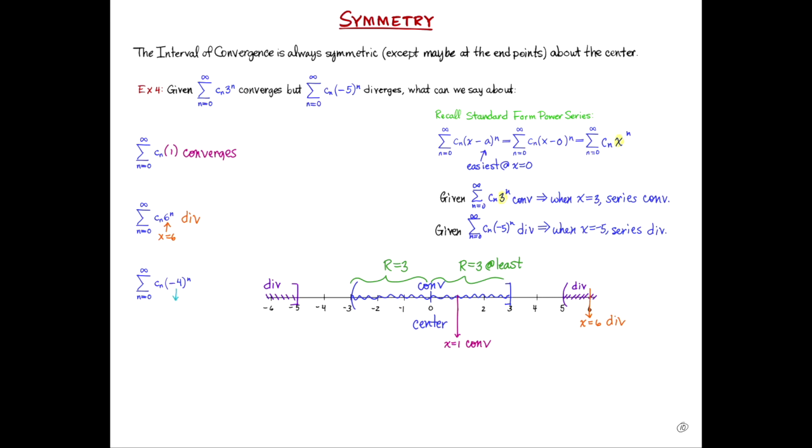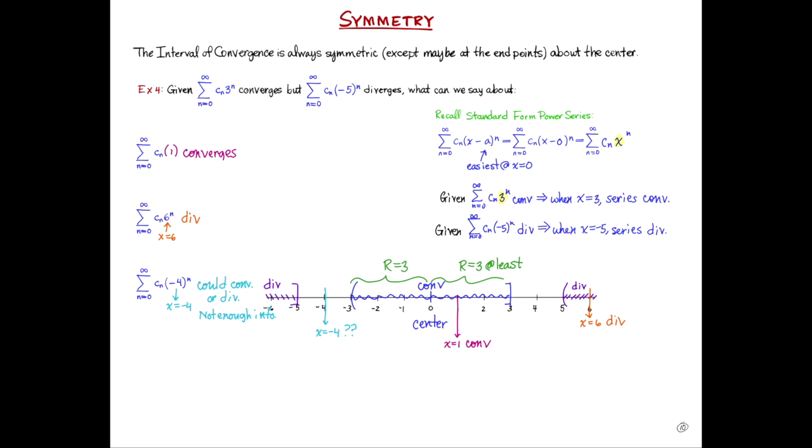For the last series, we have that x is equal to -4. Looking at our number line, when x is equal to -4, we're neither within the interval of convergence, nor are we in the intervals where we know the series has to diverge. That means that at -4, we don't really know what the series is going to do. It could converge or diverge. In this case, there's just not enough information to go off of.